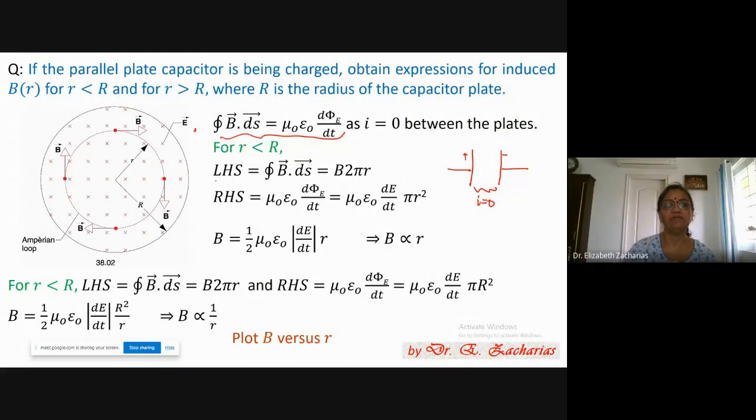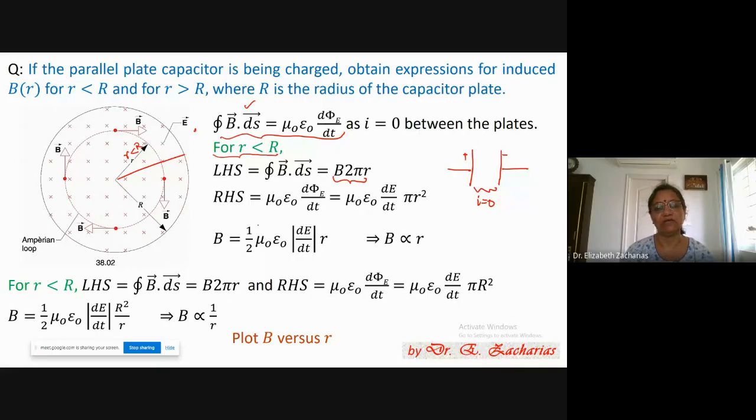Now let us evaluate the left hand side. We are interested in finding out the magnetic field at a small distance from the center, meaning for a small r less than capital R. Capital R is the radius of the plate. So for a distance small r less than capital R, draw an Amperean loop, and then evaluate the integral of B dot ds. Since B forms a closed circle, B is parallel to ds, and B is the same everywhere, so B comes out of the integral, and the integral of ds becomes 2 pi r. So B into 2 pi r is the left hand side of the above equation.